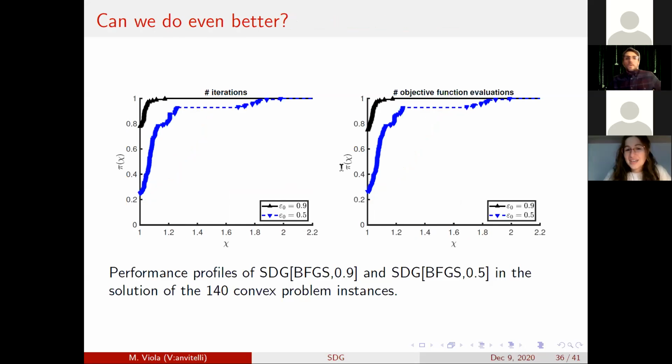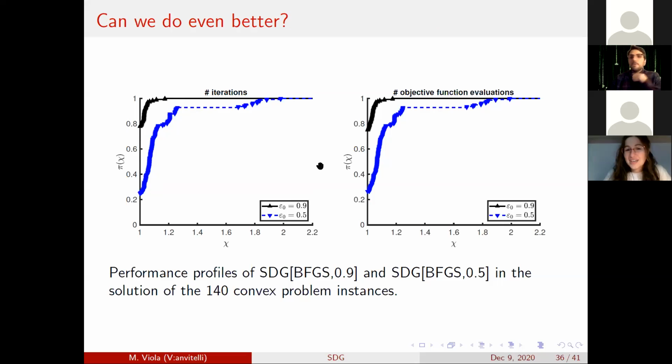So we consider the BFGS method with 2 different values of epsilon 0. Previously we had 0.5, now we tested with 0.9. So at the beginning, we are quite strict on the direction to take. We want to use something which is really close to the gradient. And you can see the performances improve a lot in terms of efficiency and in robustness.